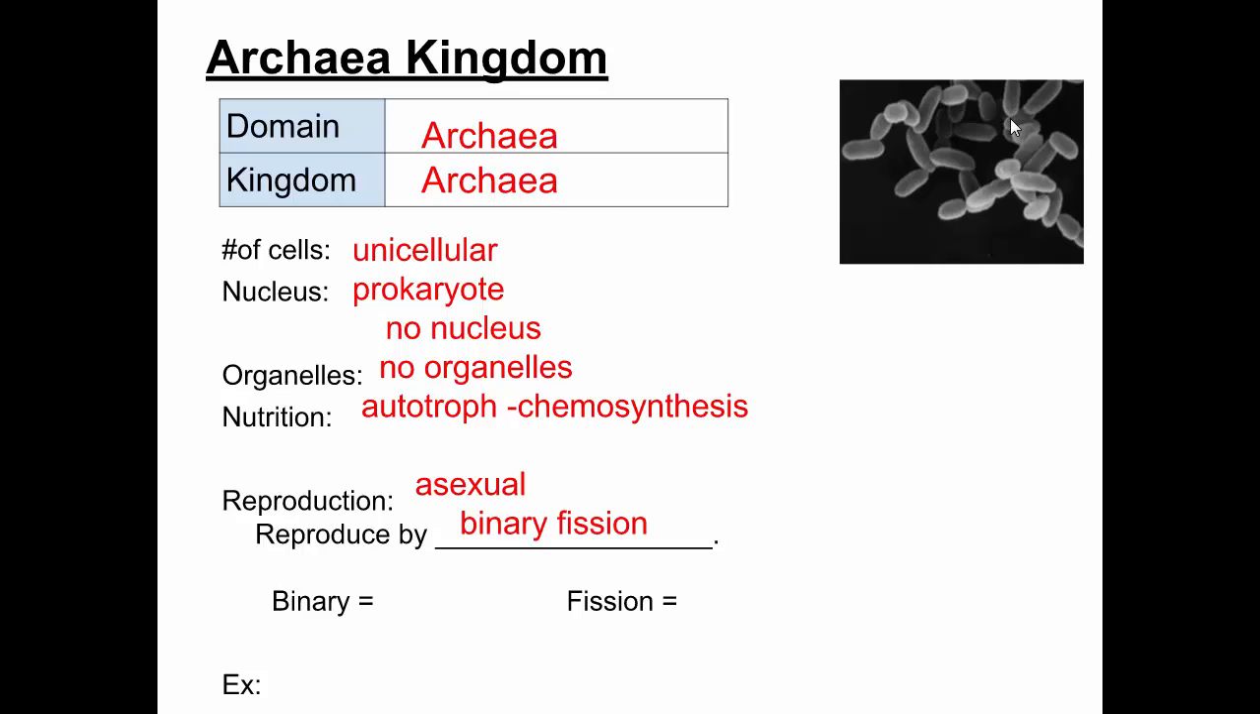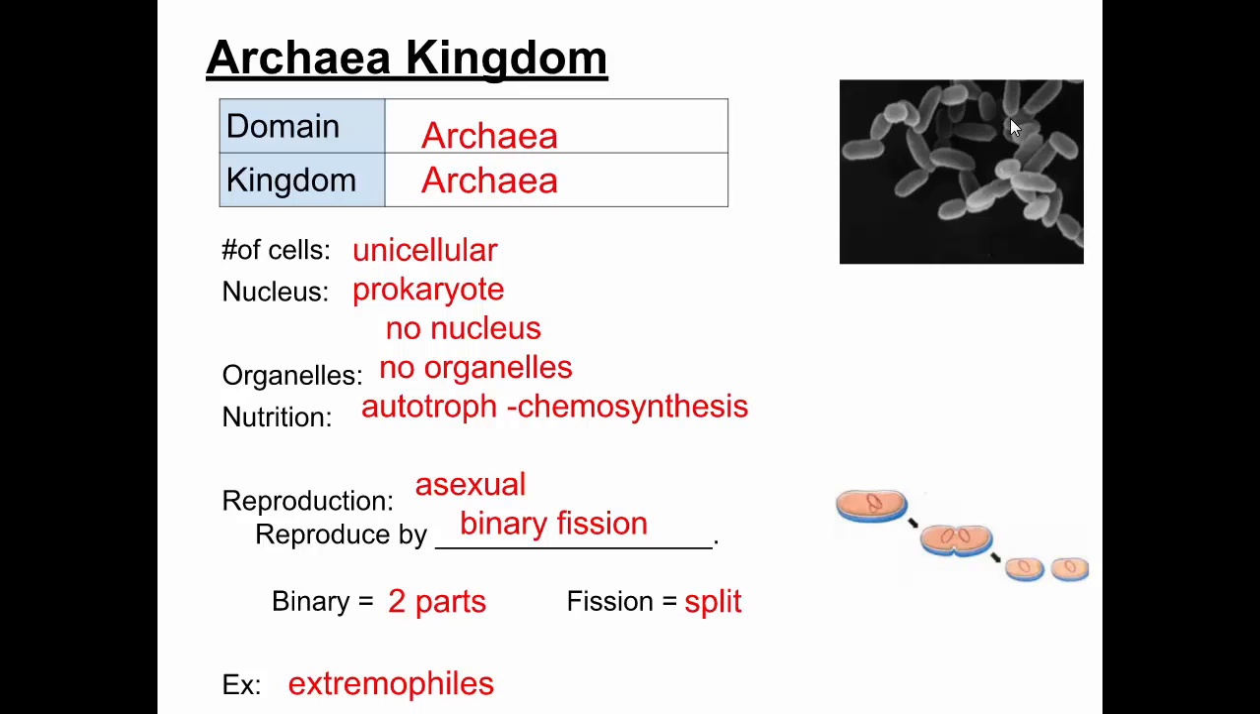They reproduce asexually through a process called binary fission. And we're going to talk about binary fission later on with protists. And binary fission means basically they just split in two. Copy their genetic material and then split in two and form two new cells. Okay, so the DNA copies, the cytoplasm divides, and then we have two organisms when we started with one.